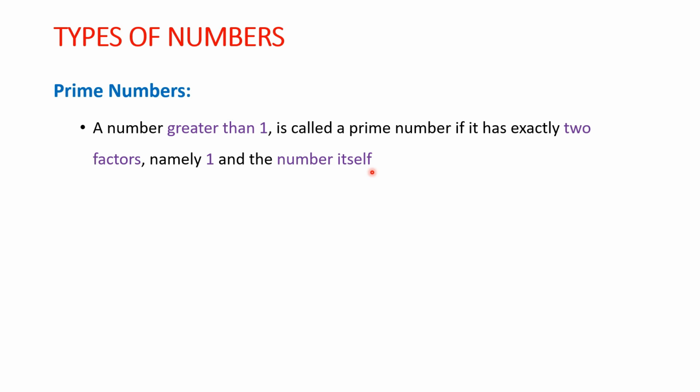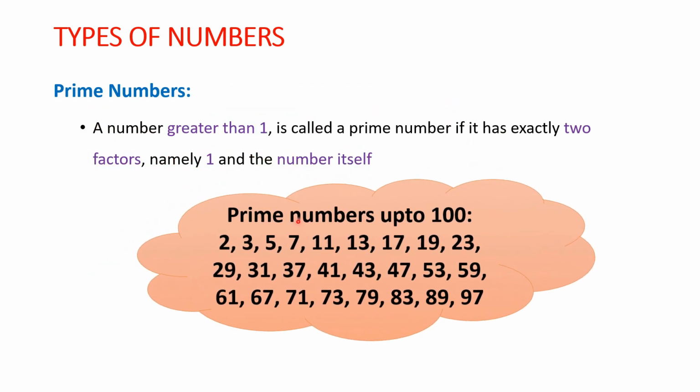For example, 2 is a prime number, because 2 has only two factors, namely 1 and 2. Likewise, 3 is also a prime number, and it also has only two factors, namely 1 and 3. So a number should be greater than 1 and should have exactly two factors, namely 1 and the number itself. That is called a prime number. And this is the list of prime numbers up to 100.